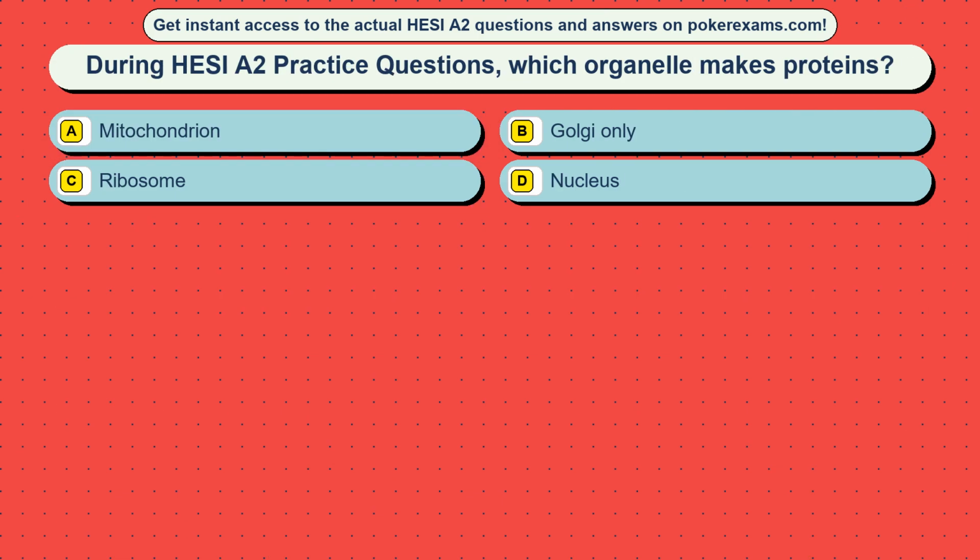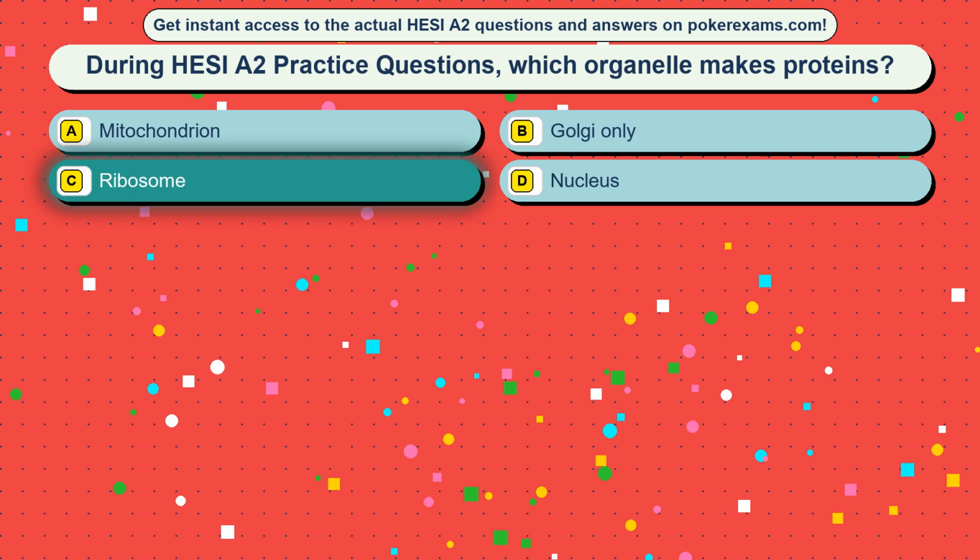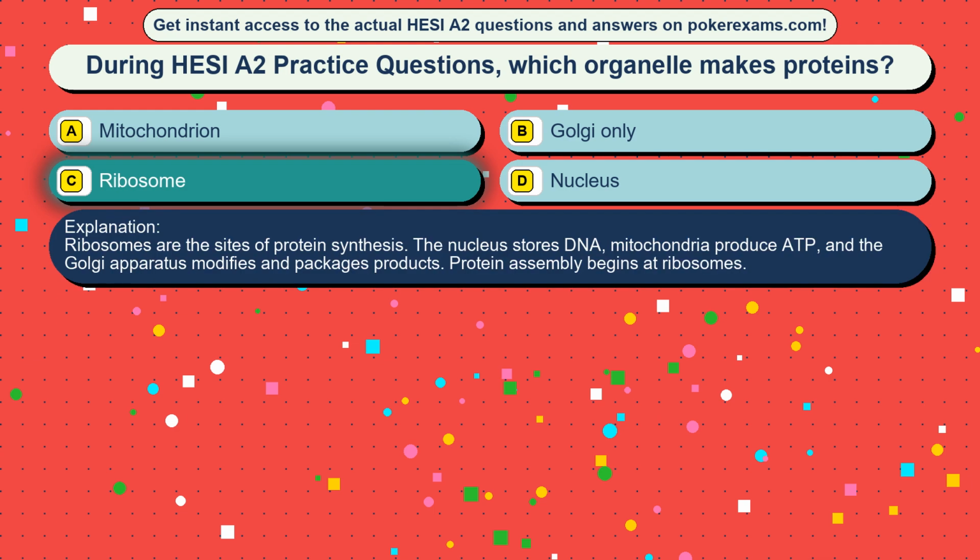Question 11. During HESI A2 practice questions, which organelle makes proteins? Option A, mitochondrion. Option B, Golgi only. Option C, ribosome. Option D, nucleus. The correct answer is option C, ribosome. Ribosomes are the sites of protein synthesis. The nucleus stores DNA, mitochondria produce ATP, and the Golgi apparatus modifies and packages products. Protein assembly begins at ribosomes.